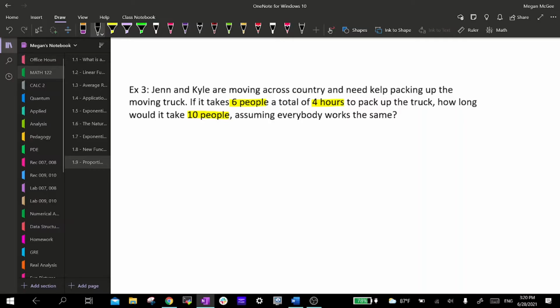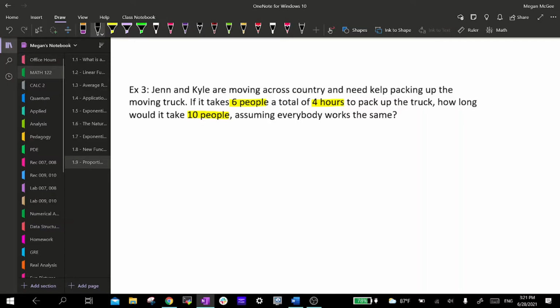So the first thing we need to figure out is what kind of proportionality we are dealing with here. Let's think about it. If it takes 6 people 4 hours, say we add 4 more people, so now we're talking 10 people, and they all work the same. They're all working very hard, helping out their friend. So we would assume it would take them less time.